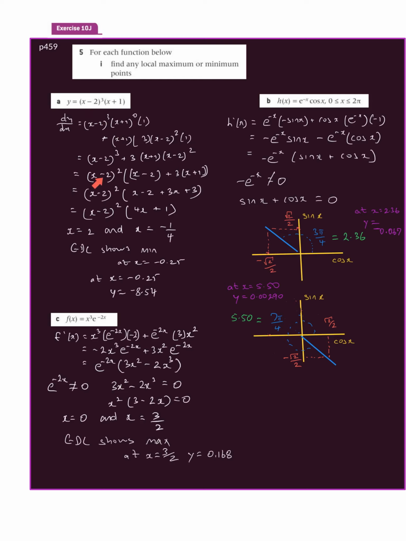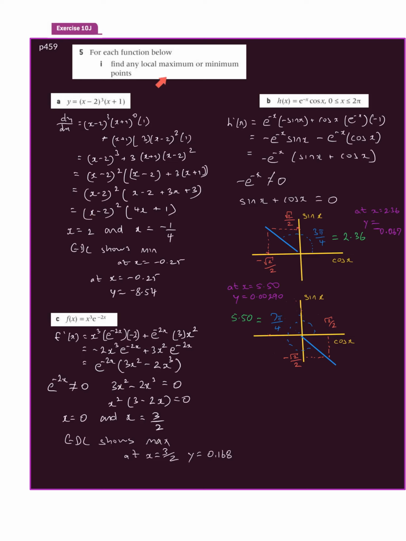We tidy this up a little bit here, and then we can see that we can factorise out x minus 2 squared, and that would leave 1 more x minus 2 here for this term, and here it's going to leave 3 times x plus 1. Now we tidy up that, and we ended up with 4x plus 1 times x minus 2 squared.